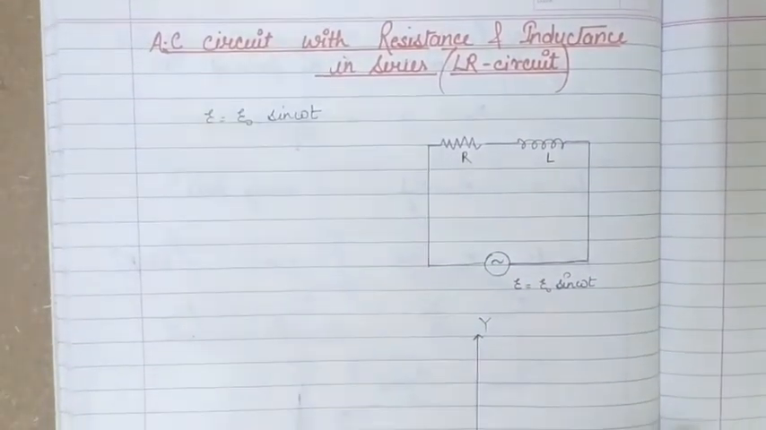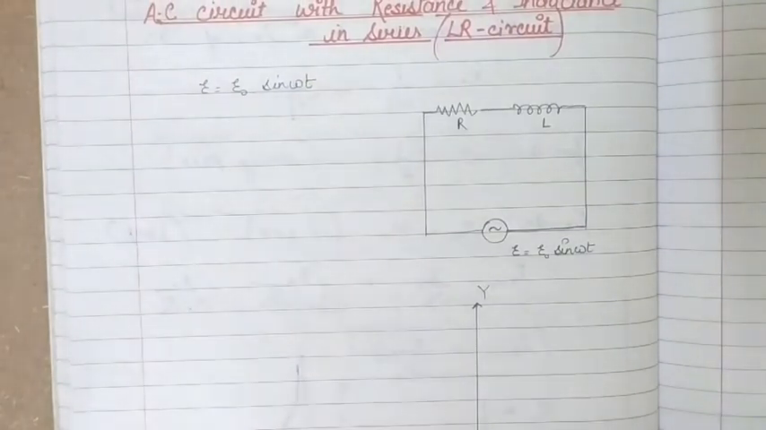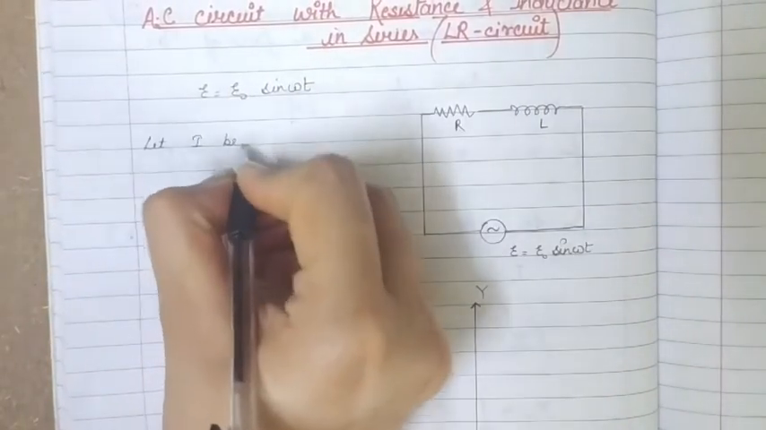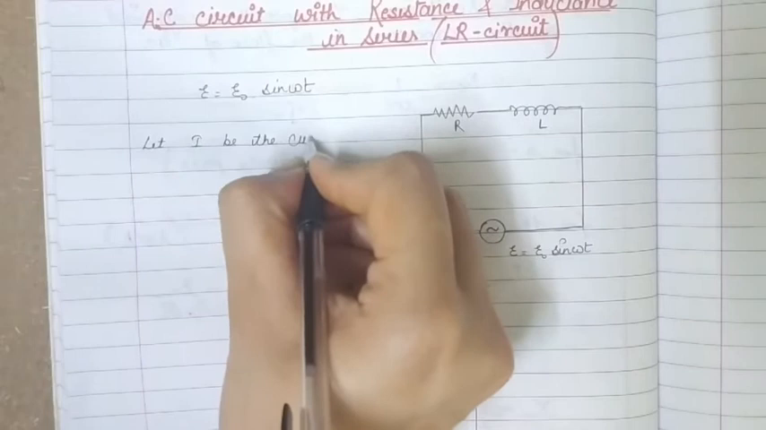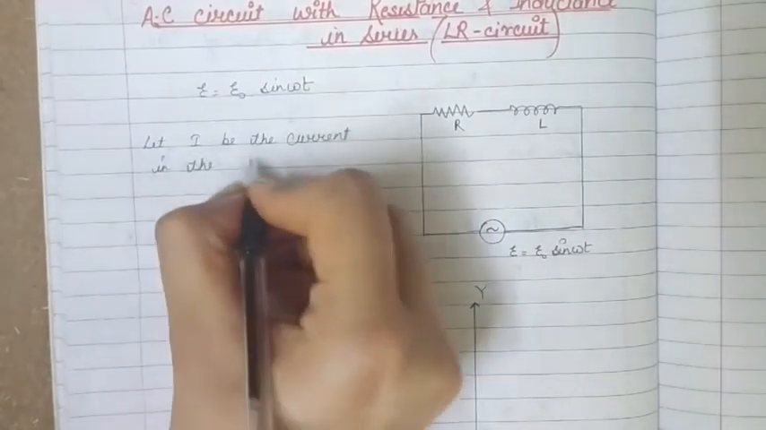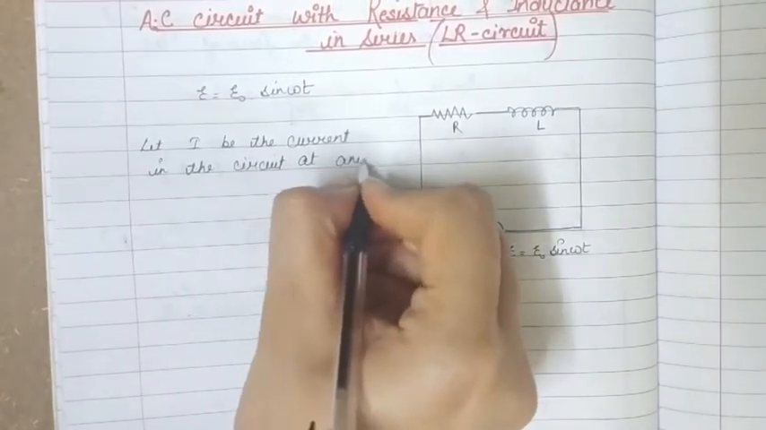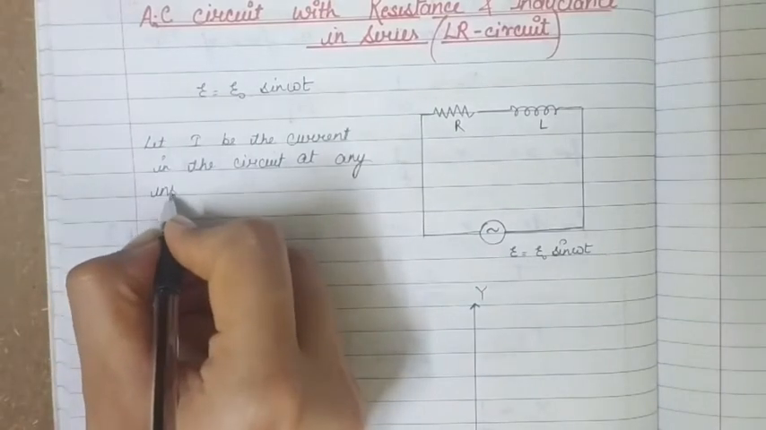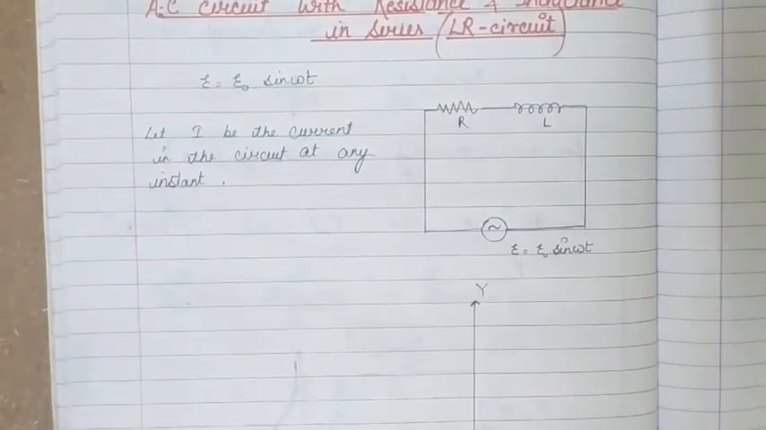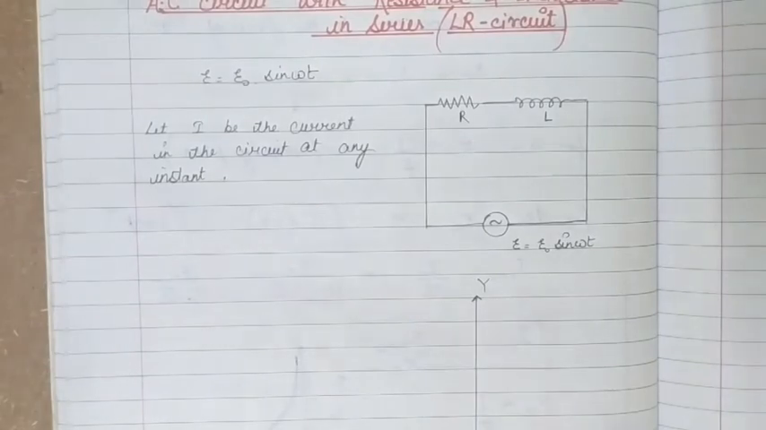Now we assume that capital I is the current in the series circuit at any instant. Then we will study pointwise about resistance and inductance. So first, for the resistor, the voltage VR vector.